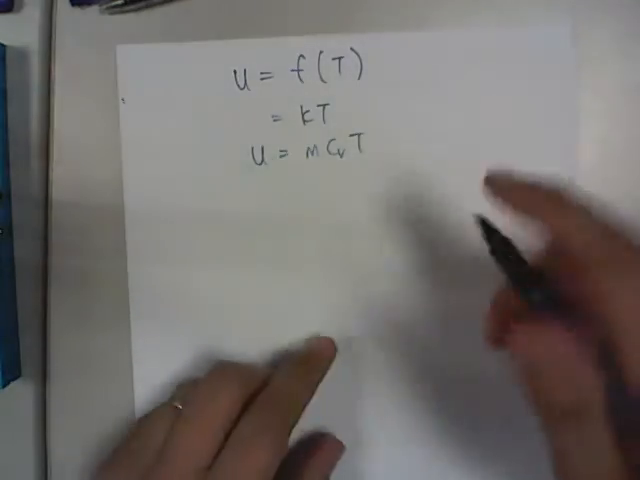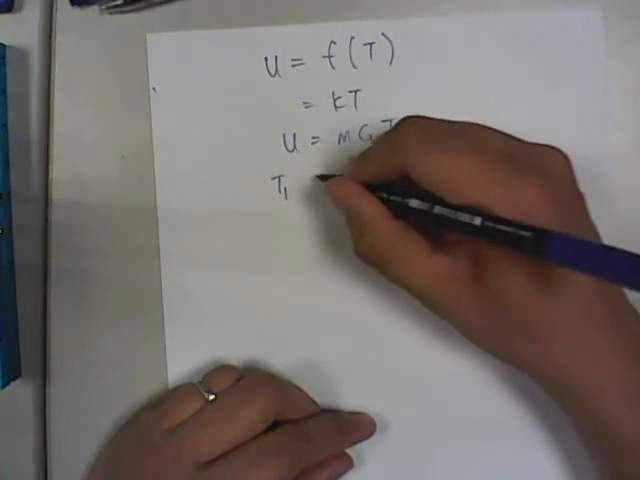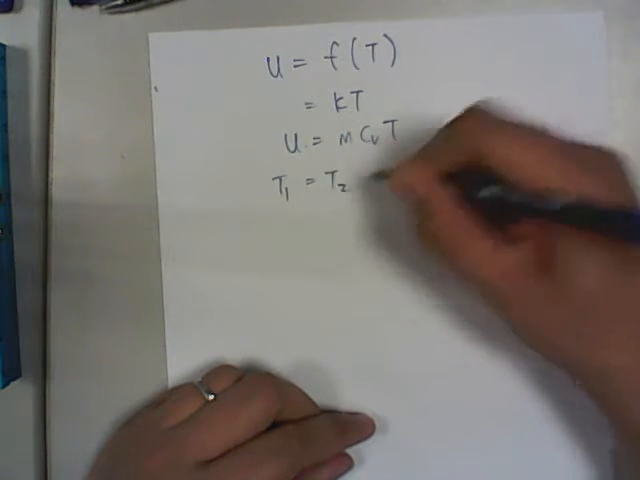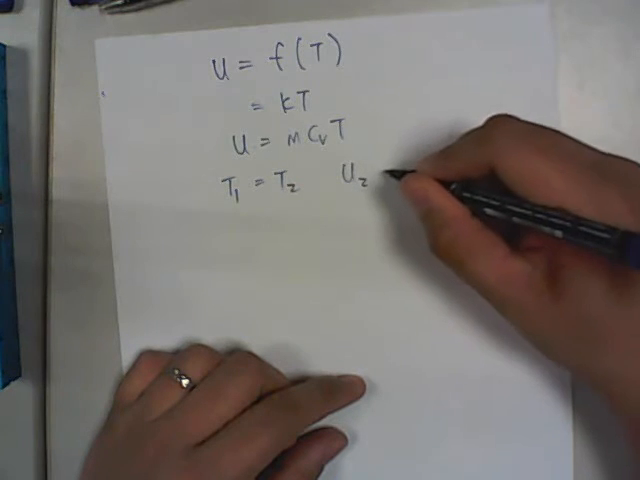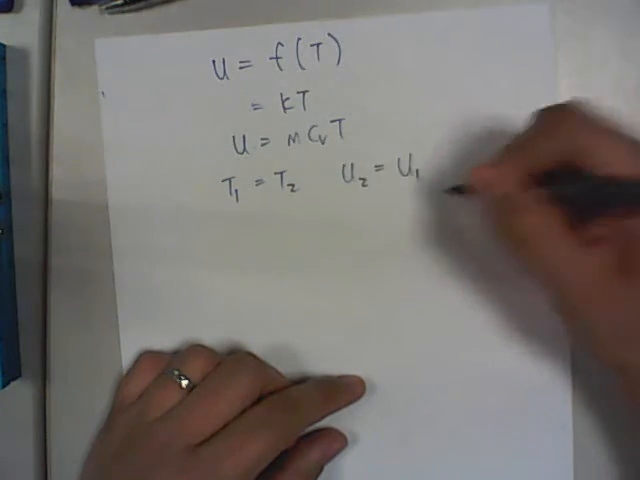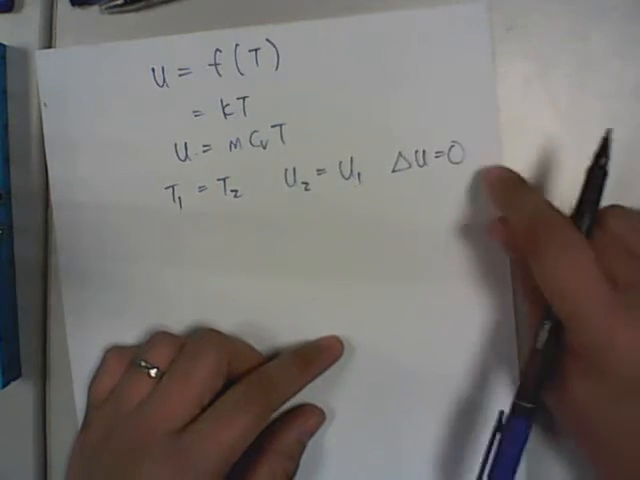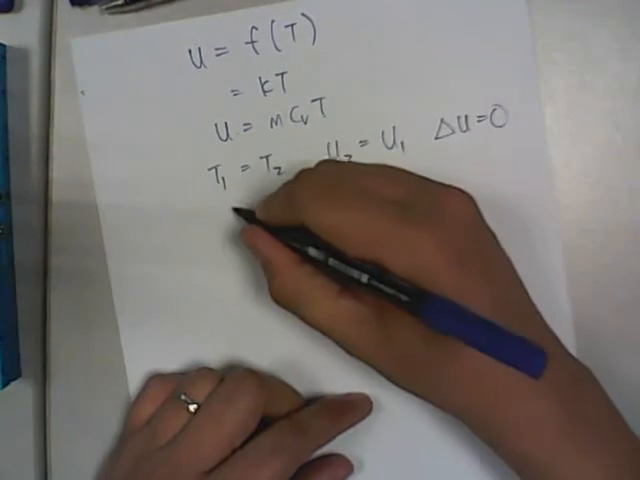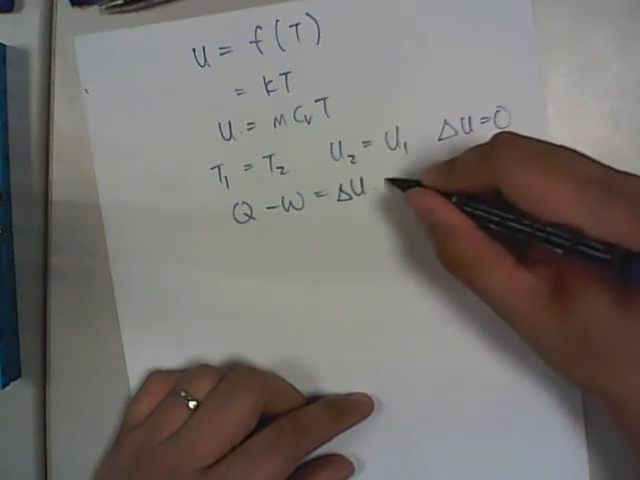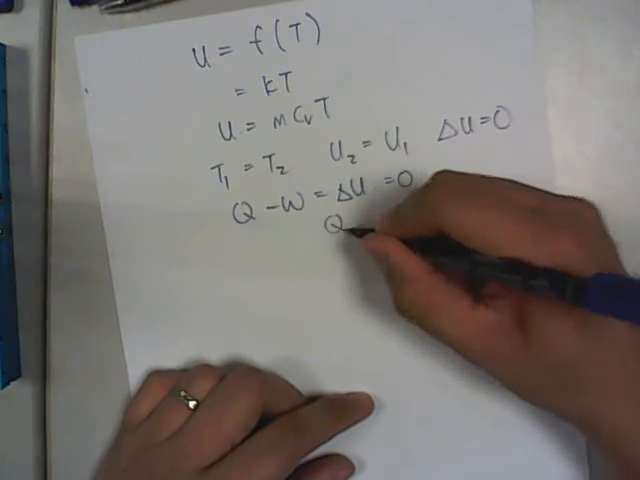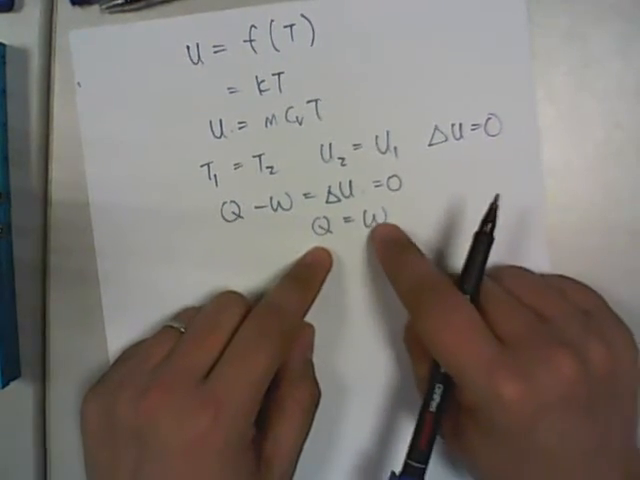Okay, you realize that if the process does not change in temperature, it means the initial state T1 will have the same temperature as the final state T2. And it also means that your U2 is equal to your U1. So if U2 equals U1, delta U is equal to 0. And remember your first law, Q minus W equals delta U, which is equal to 0, which means Q, heat transfer, is effectively equal to work done.